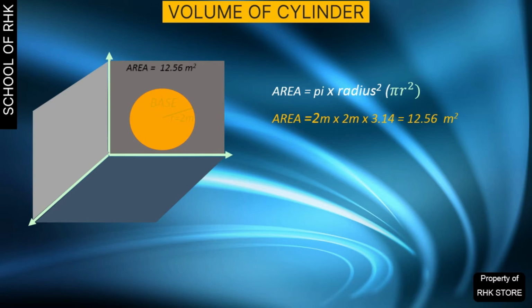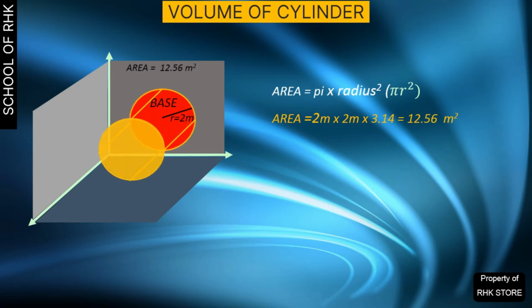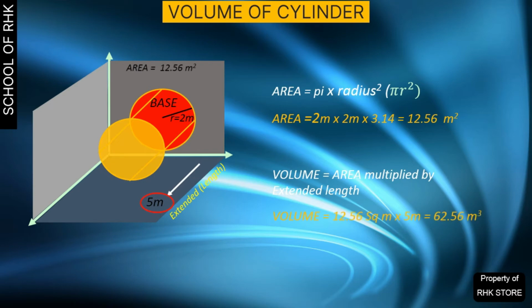The cylinder is made by extending a circle. So we just multiply the area of the circle by the length that the circle was extended. Let's say the circle is being extended by 5 meters. So 5 meters times 12.56 meters squared gives us 62.56 meters cubed. Hence, the volume of the cylinder is 62.56 cubic meters.